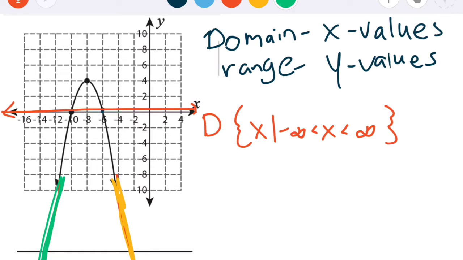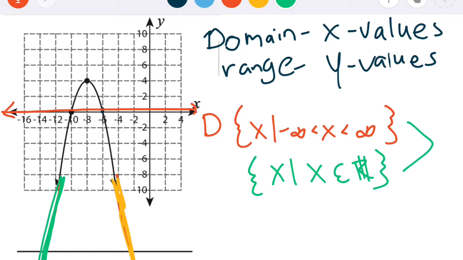Another way that you could write this is with set notation, which is basically saying x is part of the set of all real numbers. Either one of these will work. Both of them are saying it's all real numbers. Every single x value is a part of this parabola. So that is two options for you.